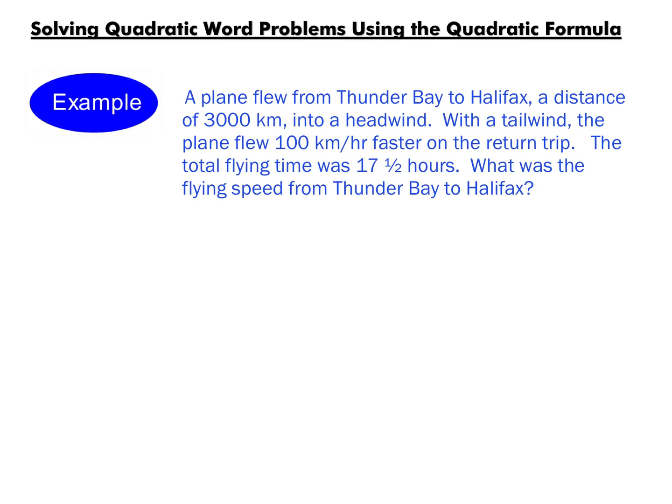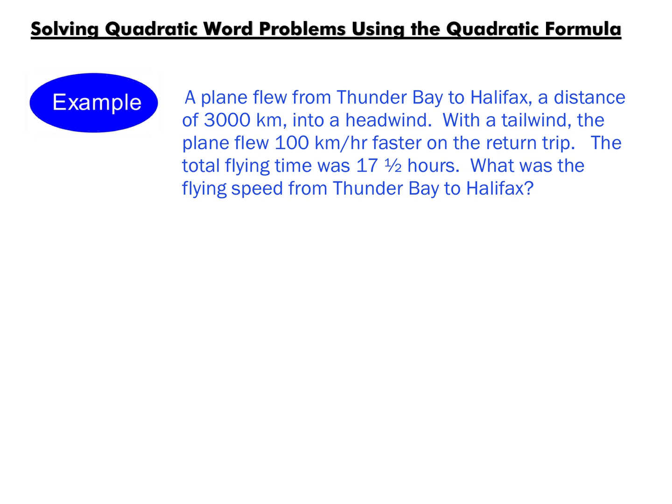A plane flew from Thunder Bay, Ontario to Halifax, Nova Scotia, a distance of 3,000 kilometers into a headwind. With a tailwind, the plane flew 100 kilometers an hour faster on the return trip. The total flying time was 17 and a half hours. What was the flying speed from Thunder Bay to Halifax?